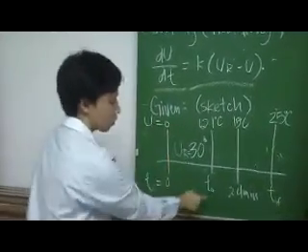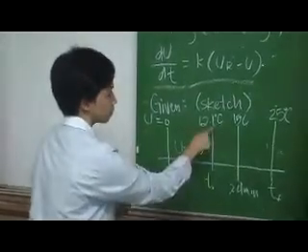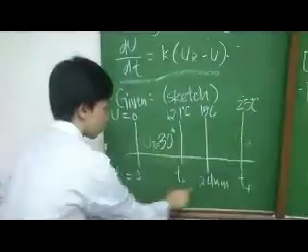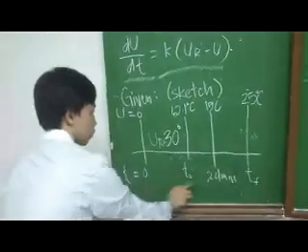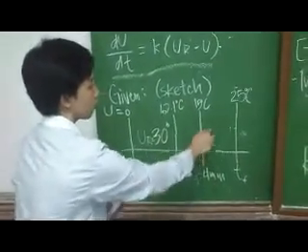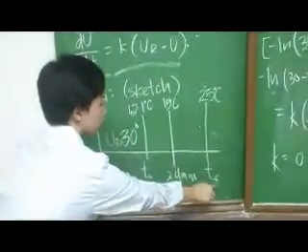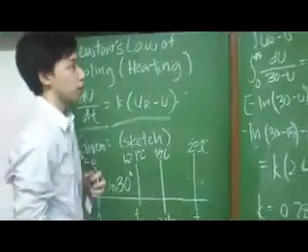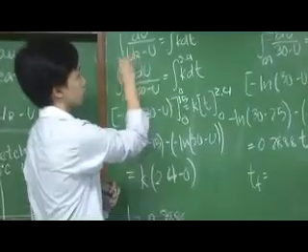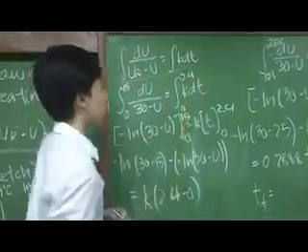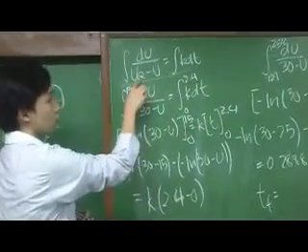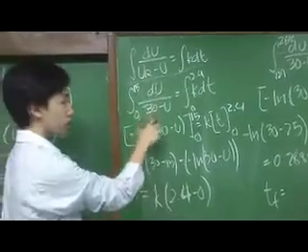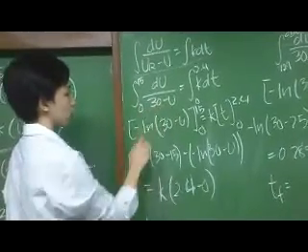At time 0, the temperature is 12.1. After 2.4 minutes, from 0 to 2.4 minutes, 15 degrees. Final time, 25 degrees Celsius. First, we solve K. Room temperature is 30. Then we integrate.